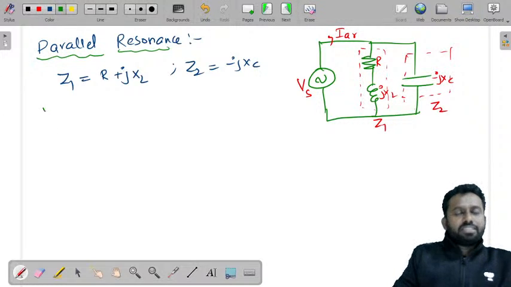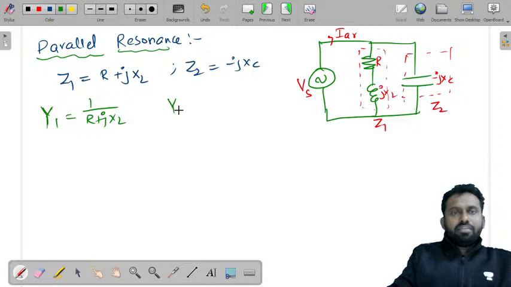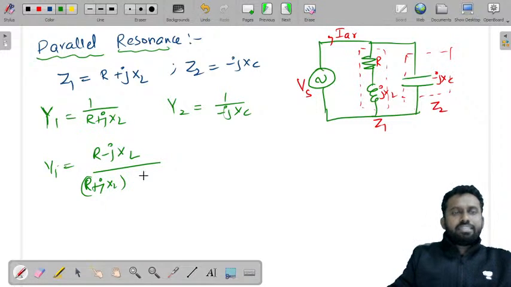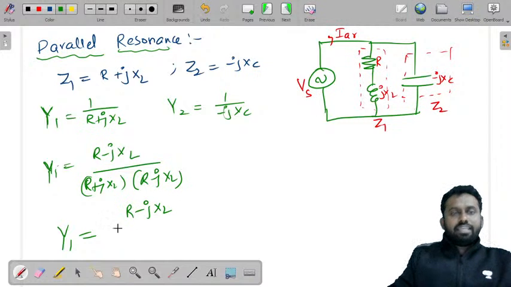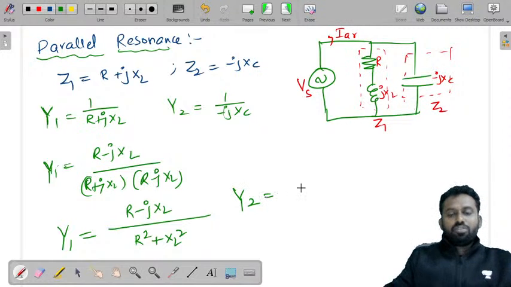So what do you get from this? Y1 is equal to 1 by R plus jXL, Y2 is equal to 1 by minus jXC. So can I write Y1 is equal to R minus jXL by R plus jXL into R minus jXL, in order to separate real and imaginary parts. So Y1 is equal to R minus jXL by A plus B into A minus B, A square minus B square, so that will become R square plus XL square. And similarly Y2 you can write j in the numerator, j by XC.